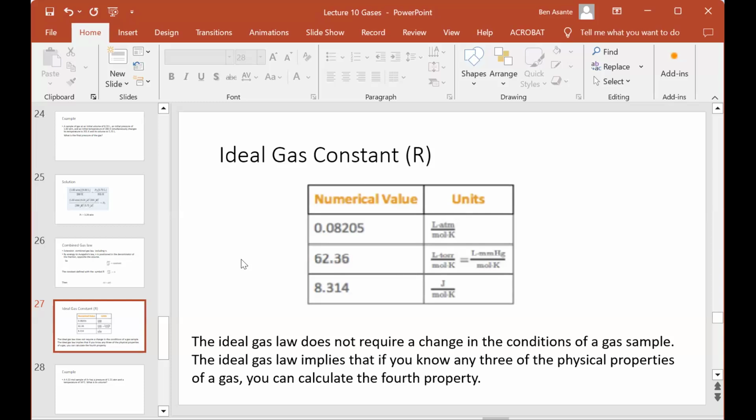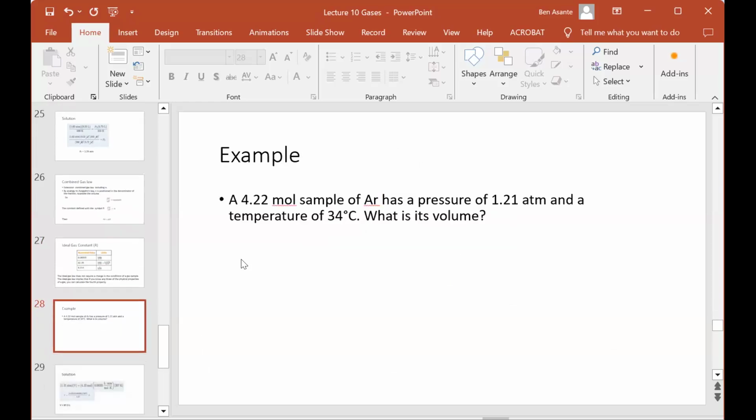The ideal gas law does not require a change in the condition of a gas sample. The ideal gas law implies that if you know any three of the physical properties of a gas, you can calculate the fourth property. So now let's use this to do an example. We have a sample of gas, argon. It's 4.22 moles, its pressure is 1.21 atmosphere, and its temperature is 34 degrees Celsius. What is the volume? Get to work and let's see how you come up. Everybody try this problem.